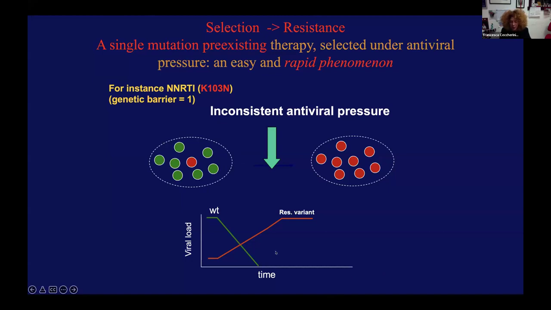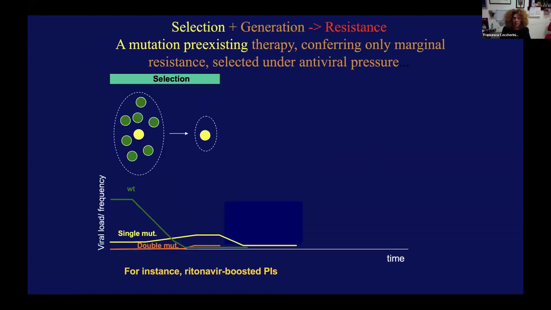So the wild-type virus will go down while the low amount of the resistant virus will emerge, and the virus will be all resistant, and we will have the failure. It is different when we are using drugs with a high genetic barrier. It means that we need more mutations. So in that case, we need selection plus generation, and this will allow the development of resistance.